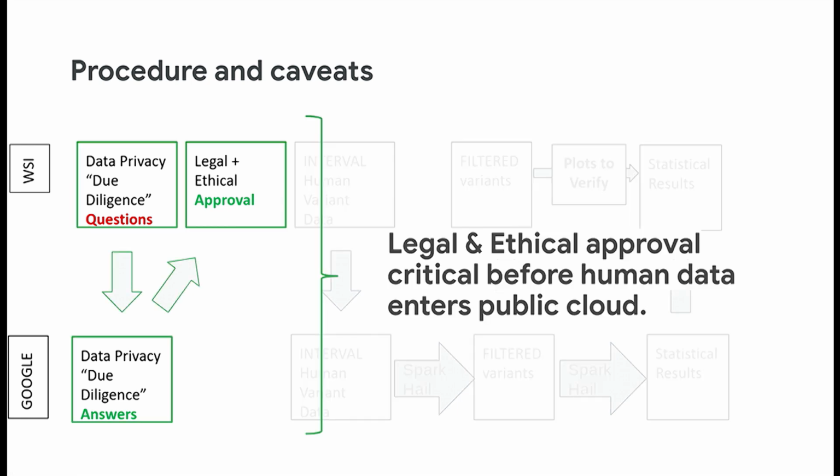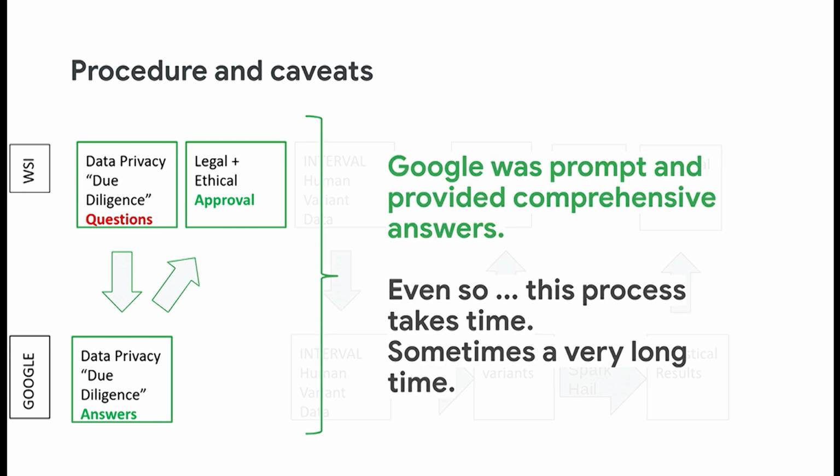The first thing that had to happen is we had to get legal and ethical approval for our human data to enter the cloud. This is important. We took a set of due diligence questions to Broad about security and privacy. They promptly shot back a bunch of comprehensive answers, and then eventually our legal and ethical folks went, yep, you can do this. I should point out that whilst Google answered within a matter of days, the process internally to get through legal and ethical was anything but prompt. It can take a really long while, and you just have to be ready for that.